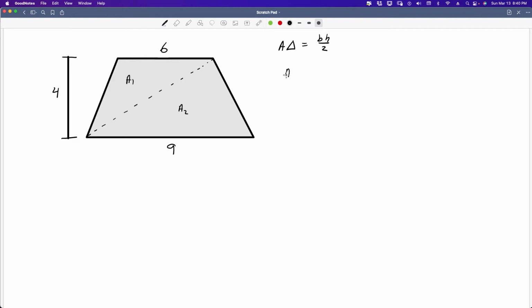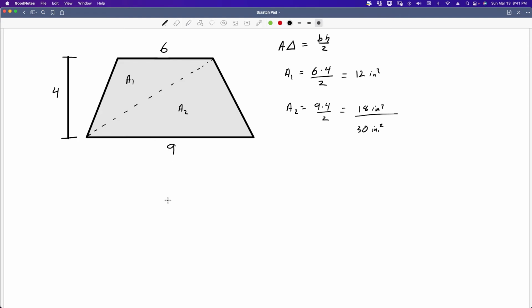So area 1 here, we're going to take the base of 6 times the height of 4, and we're going to divide it by 2. 24 divided by 2 is going to be 12 inches squared. That's the area 1. And we're going to take area 2. We have a base of 9 and a height of 4. So 9 times 4 divided by 2 is going to equal 36 divided by 2, which is 18 inches squared. And then just like we normally do, we add those together and we get 30 inches squared is the area of this trapezoid.